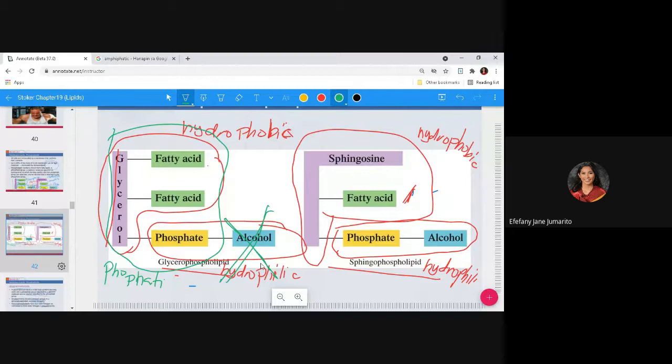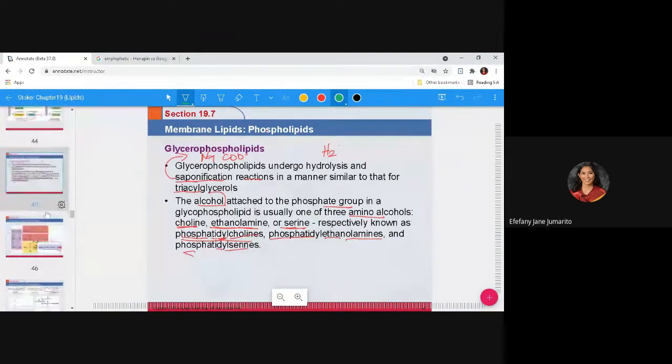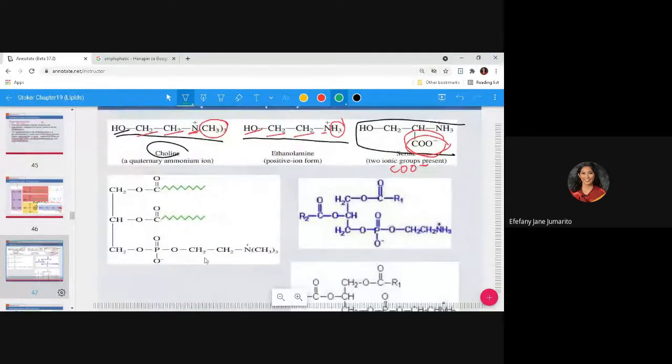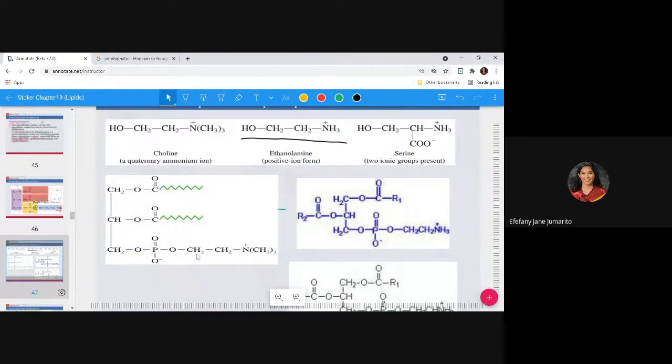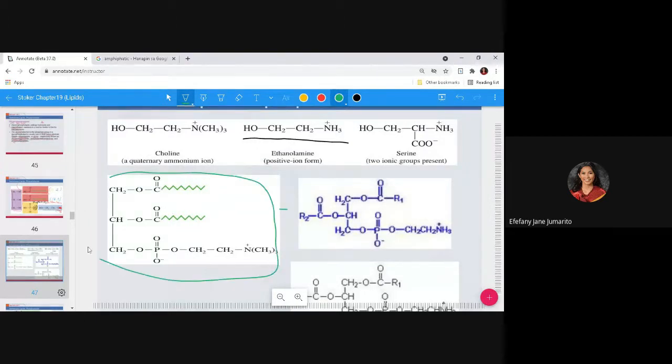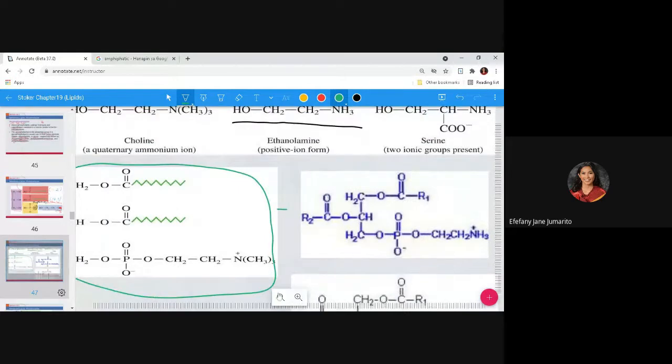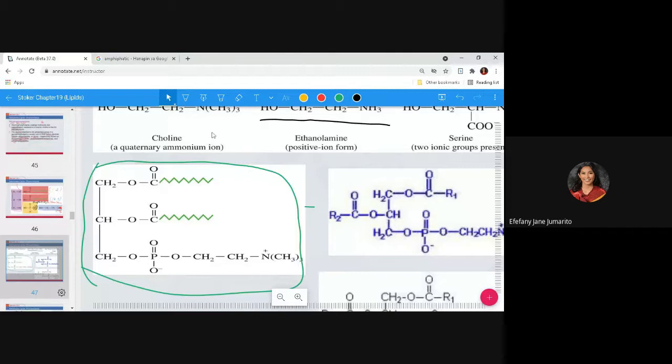Okay, phosphatidyl. But when we replace the alcohol with something else, it depends. Now, if we replace the alcohol with choline, what would be the new name? Phosphatidylcholine, ma'am. Okay, phosphatidylcholine. So we have this one. So as you can see, what do you call this structure? This one is your phosphatidyl.